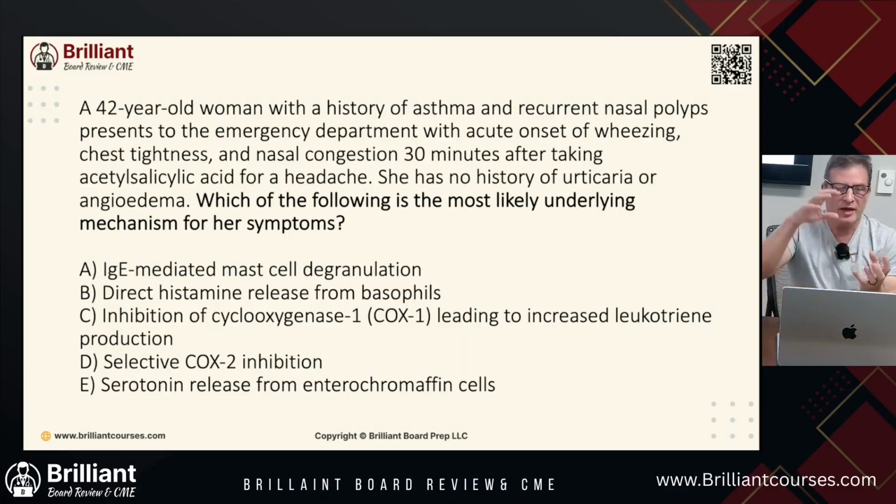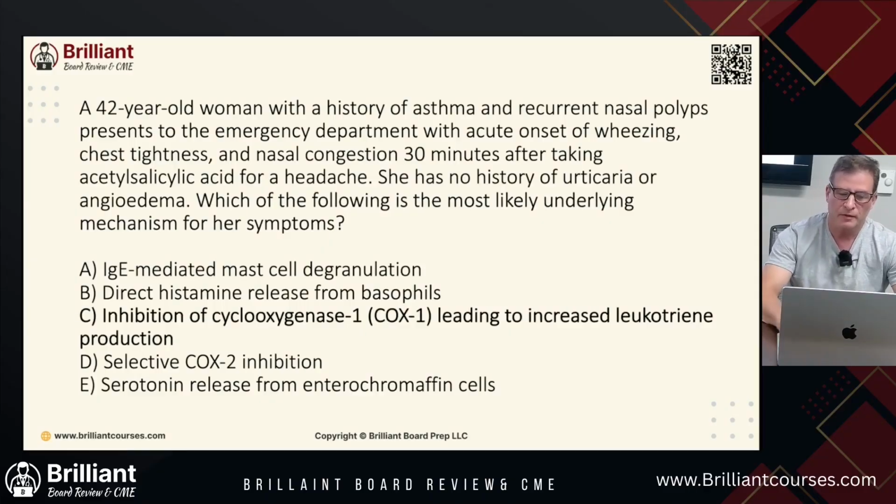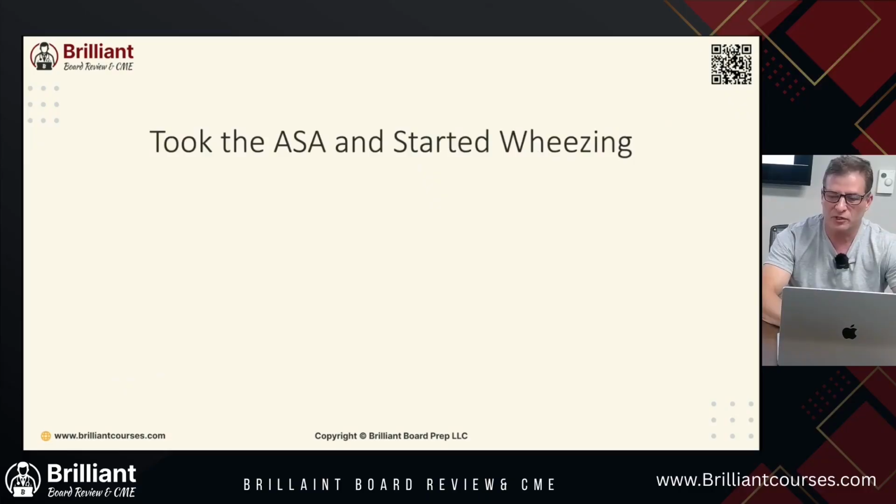So now you may have a multiplier effect, where you have somebody coming in for a heart attack, you gave them a medication we said helps reduce heart attacks by 25 to 30%, which is the first medication you should give, and now we have wheezing, chest tightness and nasal congestion. So what are we looking at? The patient took aspirin and started wheezing.